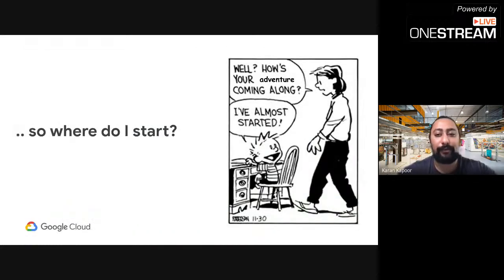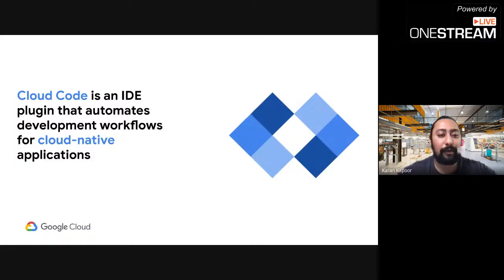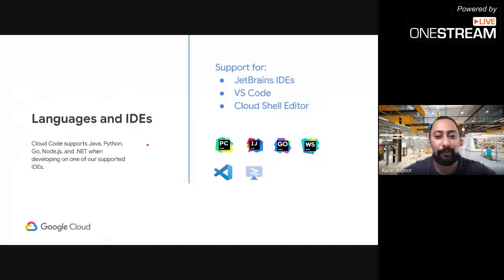So where do I start? I'm looking to develop some applications, do some code. Where do I go? How do I start? Cloud Code is basically an IDE plugin that automates your development workflow for cloud native applications. It's a plugin that you can install in a bunch of different IDEs of your choice, whether it be IntelliJ, whether it be Visual Studio Code, or JetBrains IDEs.